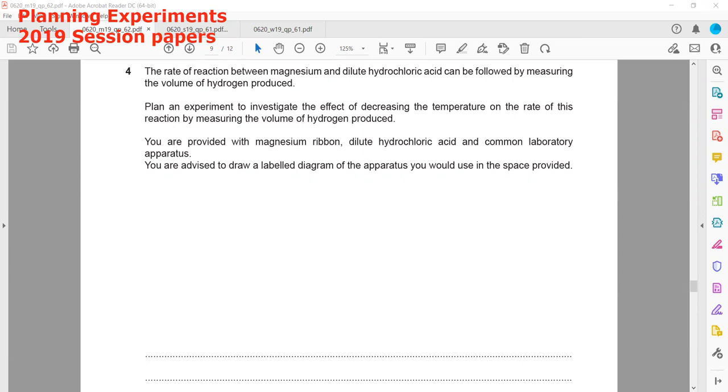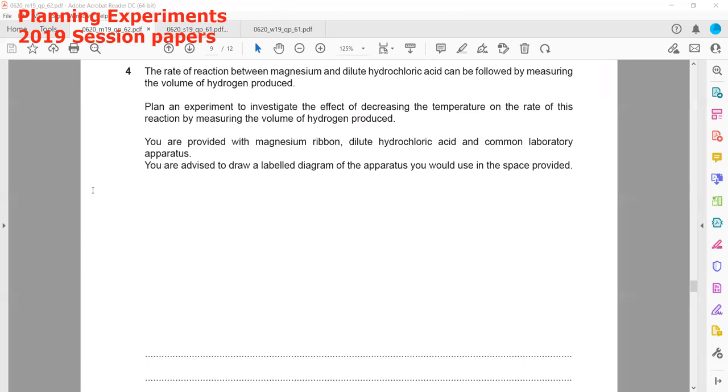So first, for a fair comparison, we will take a known mass, or measure the mass of magnesium by using a balance. And we'll add, for example, 10 cm cube of hydrochloric acid by using a measuring cylinder. Connect the gas syringe to collect and measure the volume of gas given off. Then we will repeat the experiment with a different temperature and find the rate of reaction by measuring the change in volume divided by the time interval.